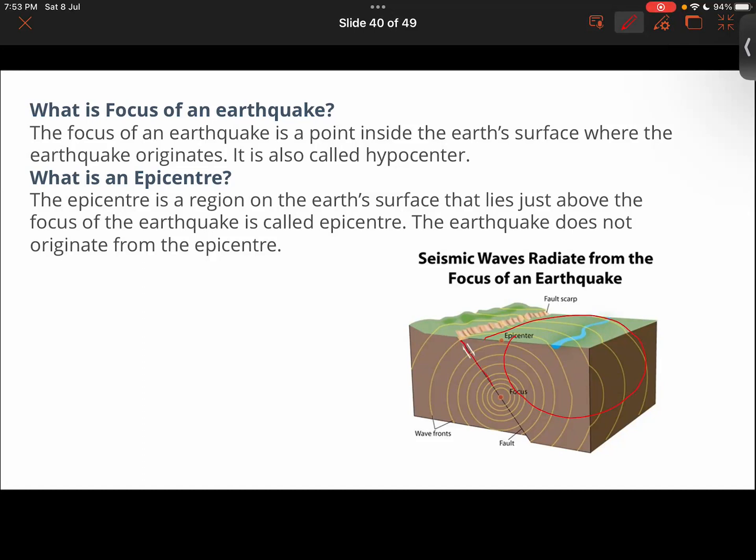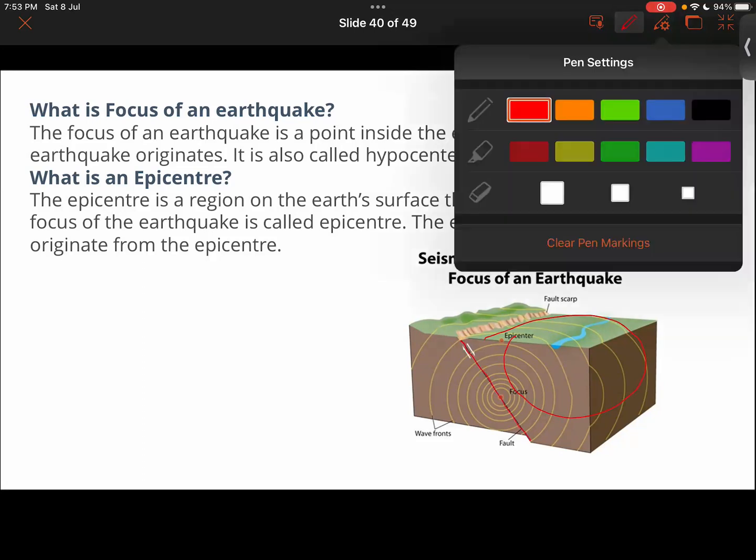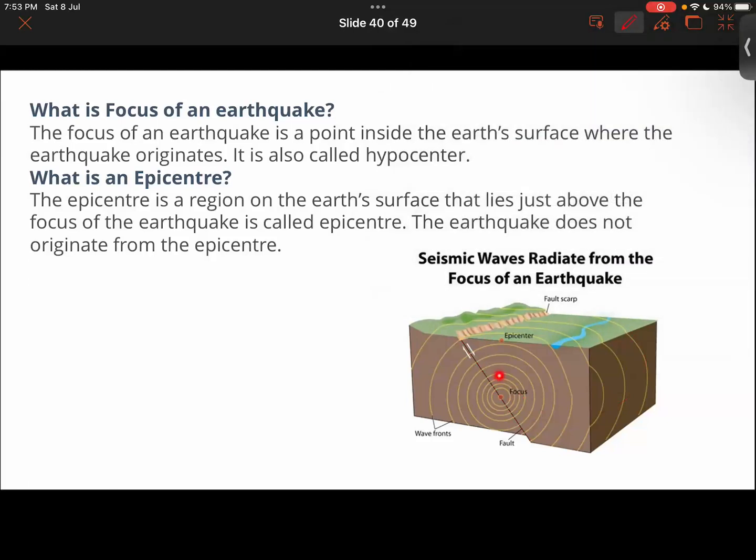This line here is showing that there are two separate plates. See this line. These are two different plates. This is one plate, and then you have this plate here. This straight line separates the two plates. So this focus here shows that from here the earthquake originated, and it traveled in the form of waves, in the form of vibrations, to the surface of the earth.